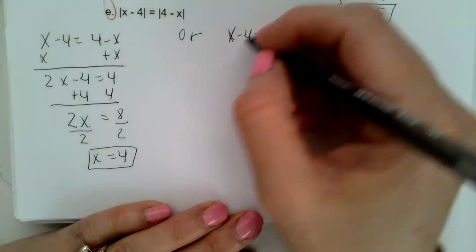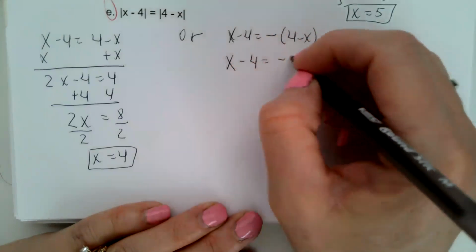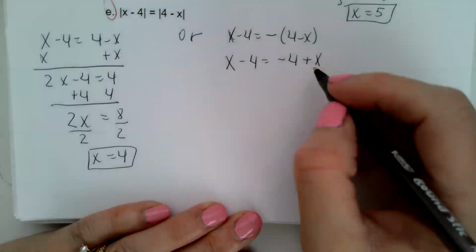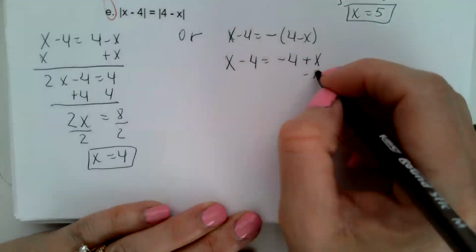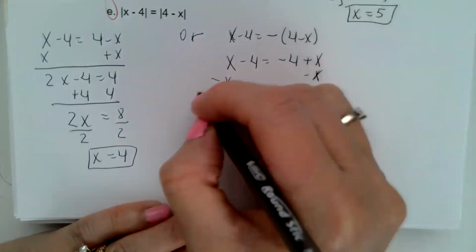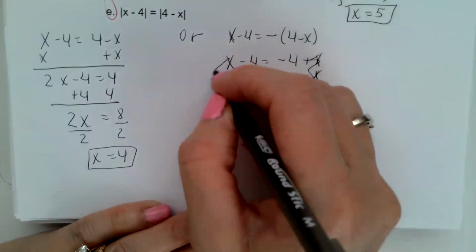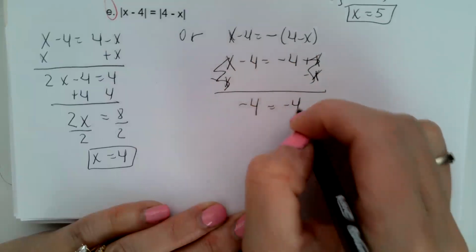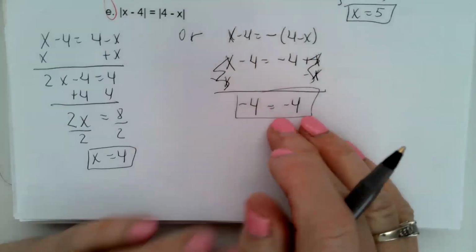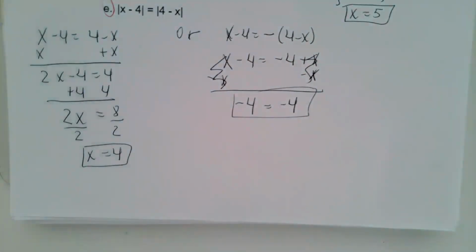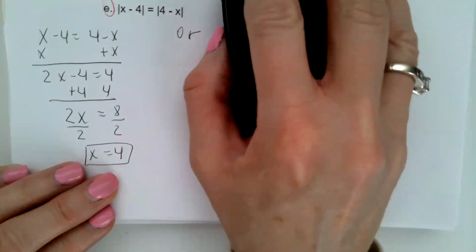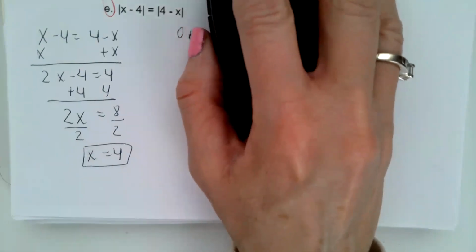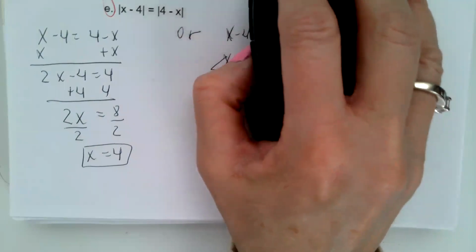Then on the right, I'm going to distribute through the negative. And then I'm going to subtract x to move them to the left. But what happens is both x's cancel. And we get a negative 4 equals a negative 4, which would mean all real solutions. So let's go ahead and put this in Desmos just so we can be sure that this makes sense.